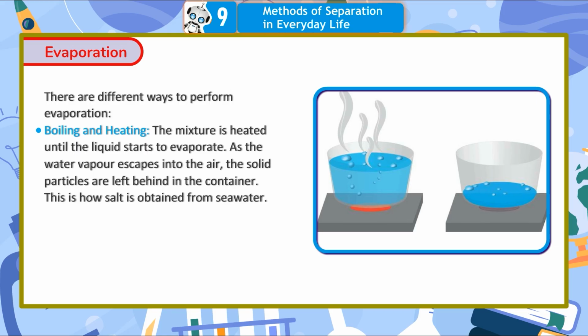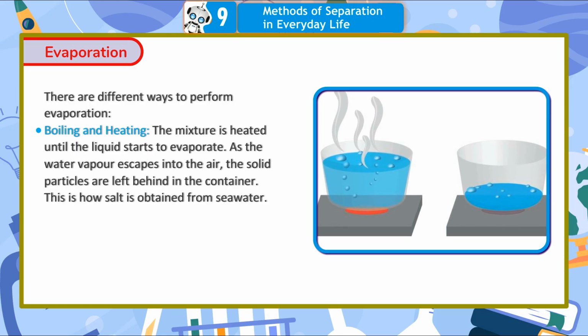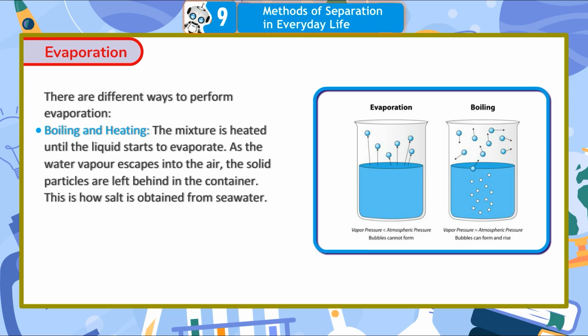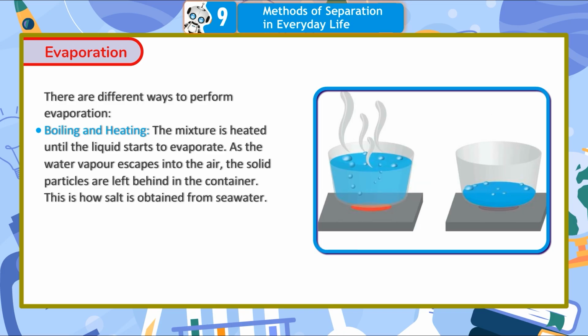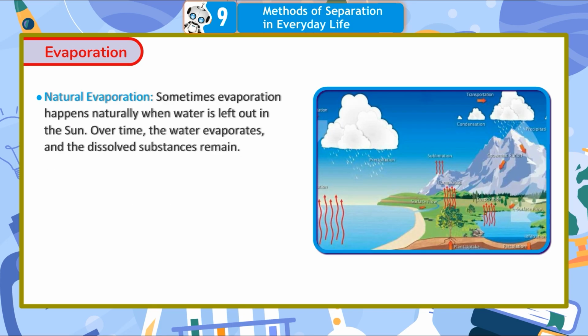There are different ways to perform evaporation: boiling and heating. The mixture is heated until the liquid starts to evaporate. As the water vapor escapes into the air, the solid particles are left behind in the container. This is how salt is obtained from seawater.